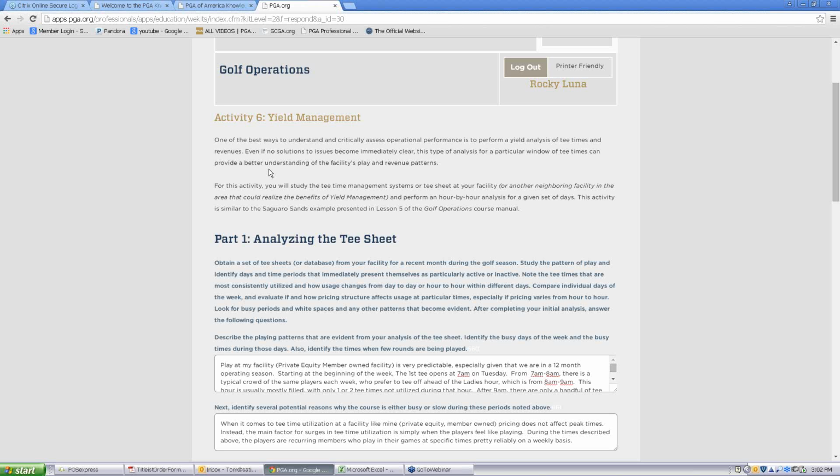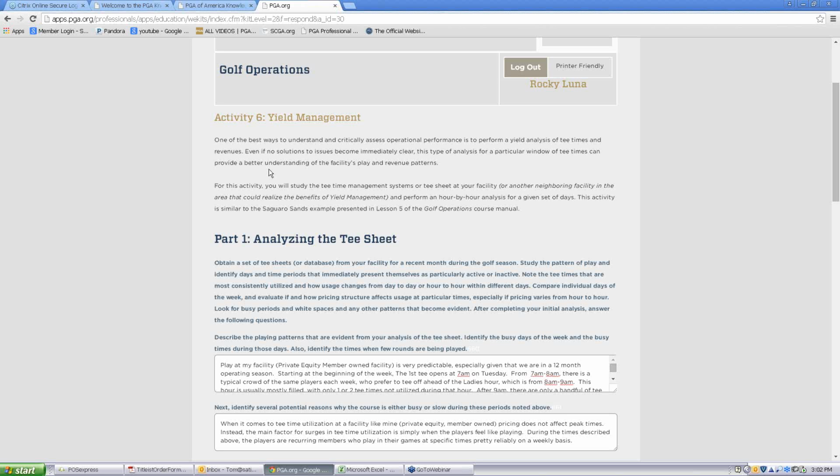So part 1, obtain a set of tee sheets or a database from your facility for a recent month during the golf season. Study the pattern of play and identify days and time periods that immediately present themselves as particularly active or inactive. Note tee times that are most consistently utilized and how usage changes from day to day or hour to hour within different days.